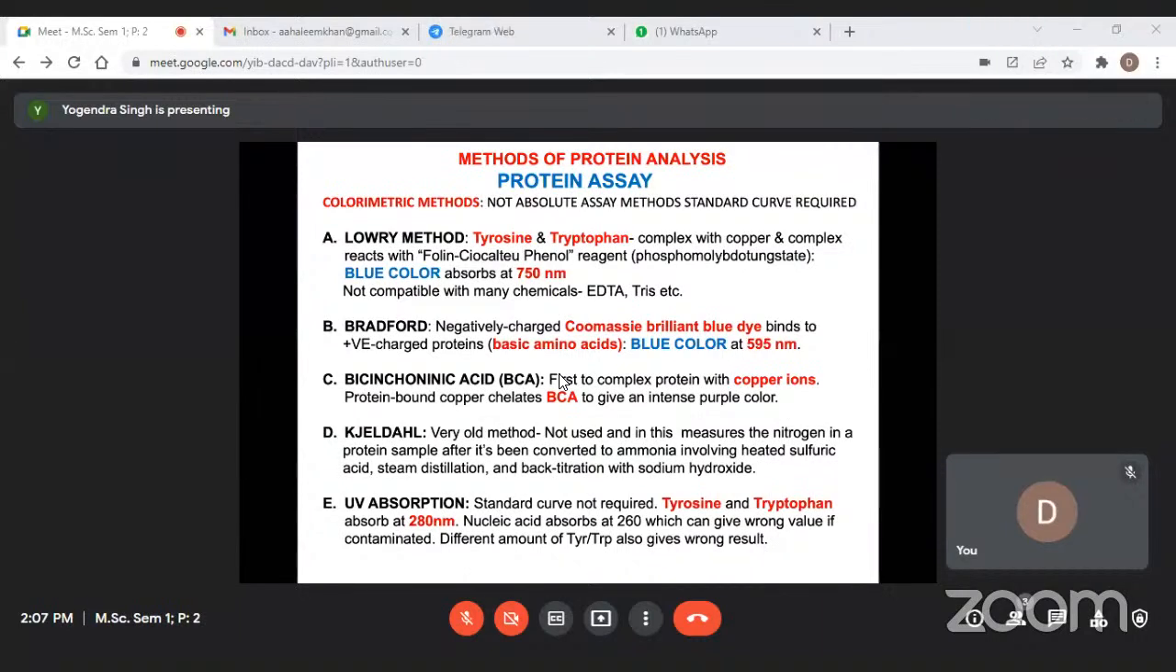Nanometer wavelength. So the Lowry method gives blue color. Here the sound is very clear. And blue color is mostly below or above 700. So maximize absorption, maximize.